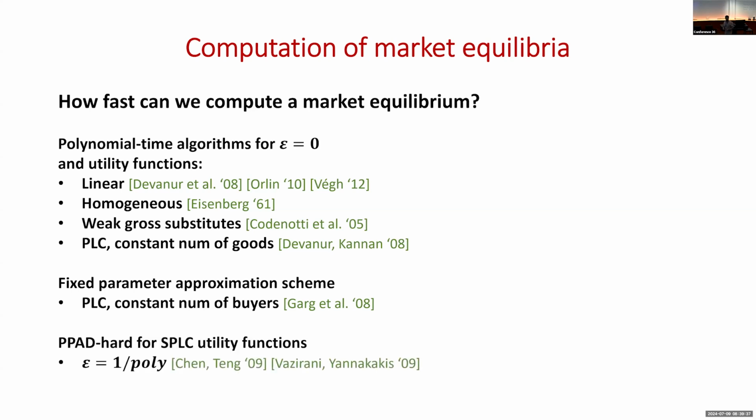So as long as you go beyond either simple utility functions or some constant buyer or good number, then you immediately have PPAD hardness, even for very, very simple utility functions, just like the ones I described. And this is for epsilon inverse polynomial in the input size. This was by Chen, Teng and Vazirani, and Yannakakis in two papers that independently came out almost at the same time.